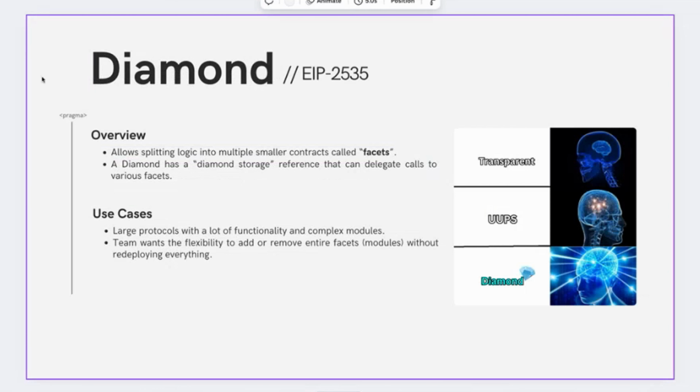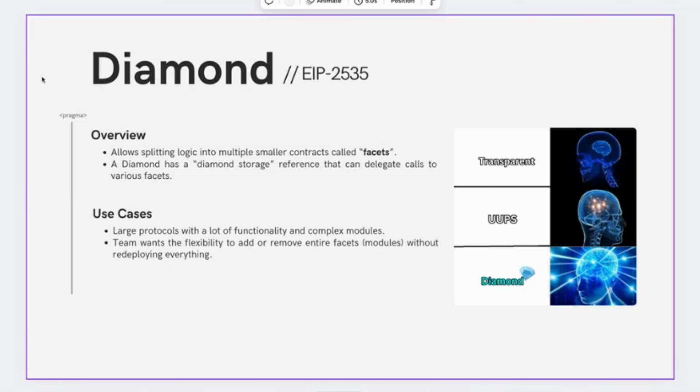Now, last but not least, we have the third proxy standard, which is the so-called diamond proxy standard that comes after years of discussions and auditing from the EIP 2535 Ethereum improvement proposal.